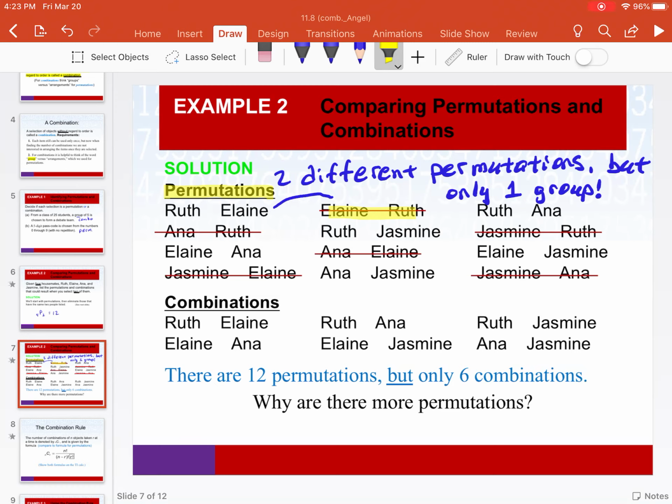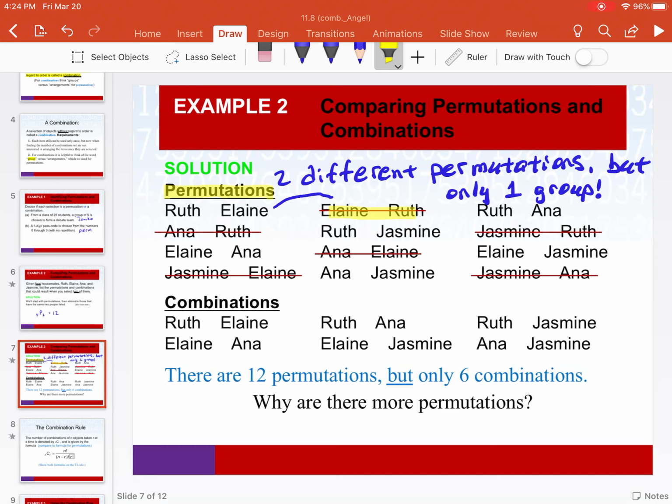Just count them up. You've got 12 different arrangements. Ruth and Elaine and Elaine and Ruth are different permutations. I don't know what the situation would be. Maybe house leader and second in charge, right? Maybe Ruth is in charge and then next time Elaine's in charge. Maybe it varies over 12 days. I don't know. But those are 12 different permutations.